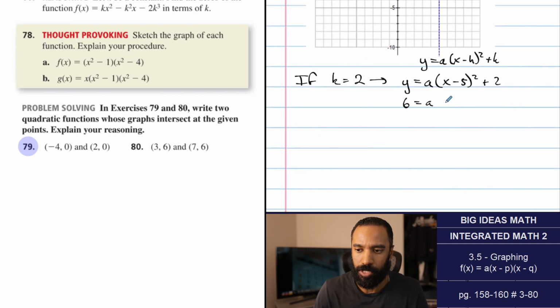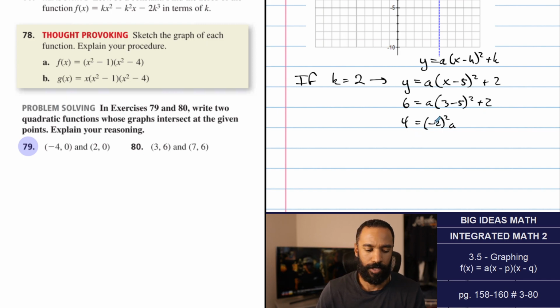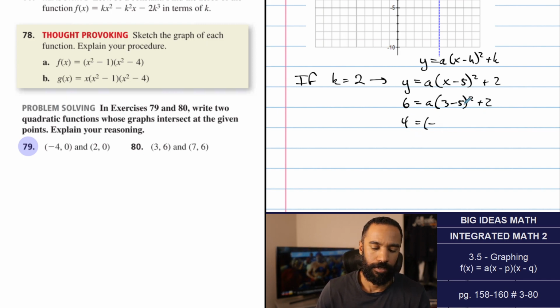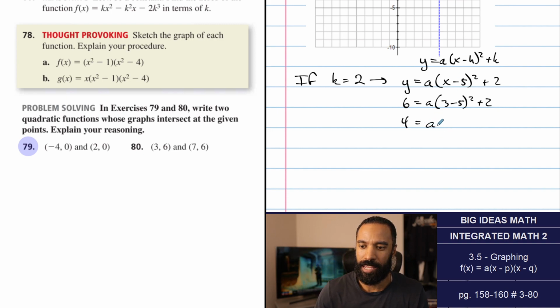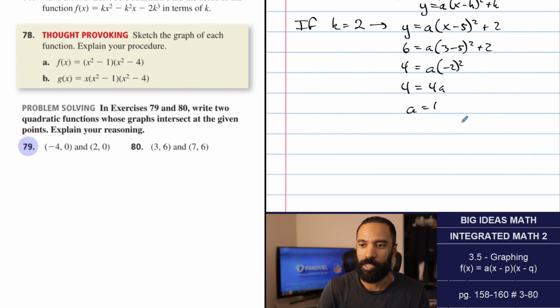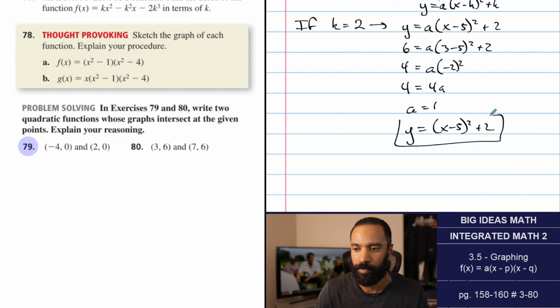So 6 equals a times 3 minus 5 squared plus 2. If I subtract 2 from both sides, I get 4. 3 minus 5 is -2. We'll get -2 squared times a. That looks weird, so I'll write it how it was written so you're not confused: a times -2 squared. -2 squared is 4, so 4 equals 4a, and a equals 1. So this equation could be y equals 1 times x minus 5 quantity squared plus 2. There's one of them. I'm making them up, right?